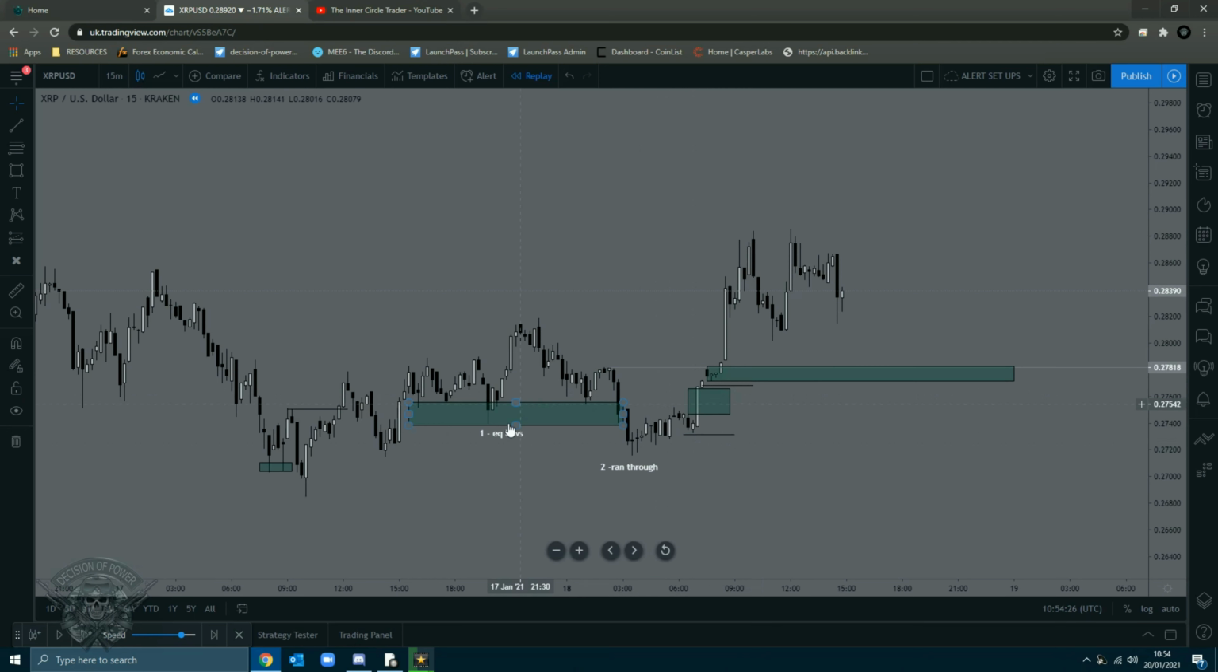So have we had equal lows? Yes. Have we had a run through them? Yes. And then obviously 3 is going to be the rejection point here. 4 is going to be this high here, broken structure. And all we're waiting for then is price to come back in order for us to get long. So like I said, we're going to be getting in long here.